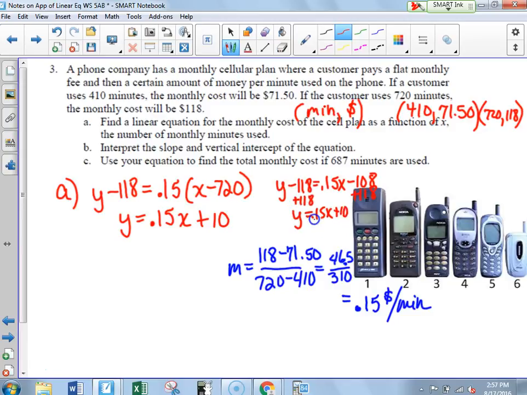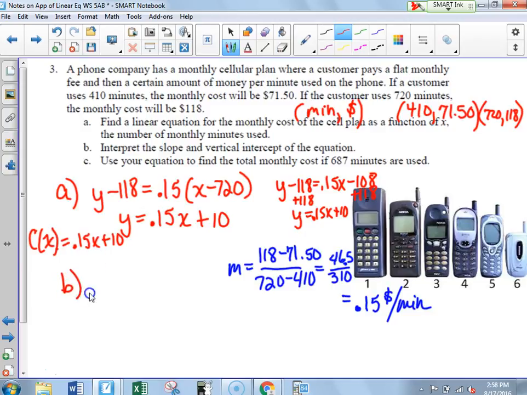Okay, we good? All right. So that's our equation, and they didn't give us a particular variable to use other than it says x is the number of minutes. So I think we're fine. If we wanted to write it in function notation, we could have said the cost in terms of minutes is 15 cents a minute. All right, either way is fine, I don't care.